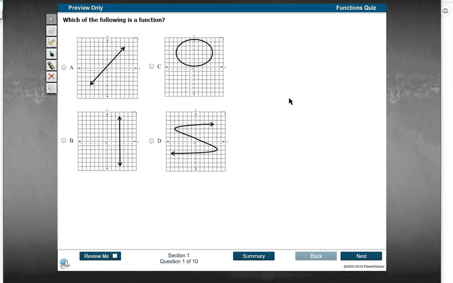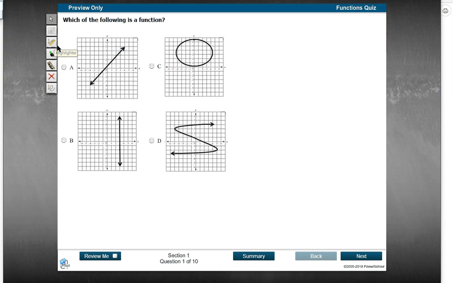And in this video, I just want to go through some of the questions that were on the functions quiz, so that way you can use it to study and better understand how this works. So for the first one, it says, which of the following is a function?